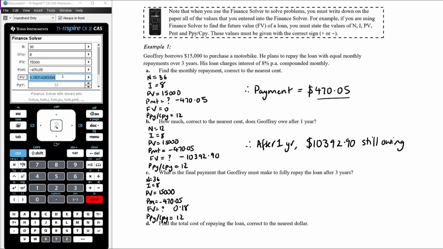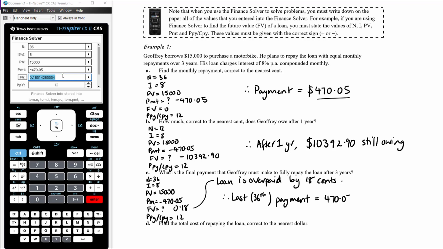Okay, so the fact that the future value is positive in a loan, a positive amount means that, you know, that's money owed to me, not money owed to the bank. So actually I've overpaid the loan by 18 cents. Okay, so this means that the loan is overpaid by 18 cents. Okay, and so therefore the last payment, the 36th payment, will actually need to be 18 cents less than a normal payment. So a normal payment was $470.05, so we need to take off that 18 cents.